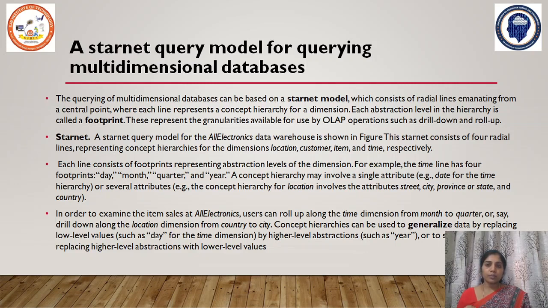See here, there are four dimensions, four radial lines, and then we have the concept hierarchies. Whatever we have in the concept hierarchies, these are the footprints. Fine. So in today's class, we have done measures, categorizing the computations, typical OLAP operations, OLAP system versus statistical databases, and the StarNet query model.